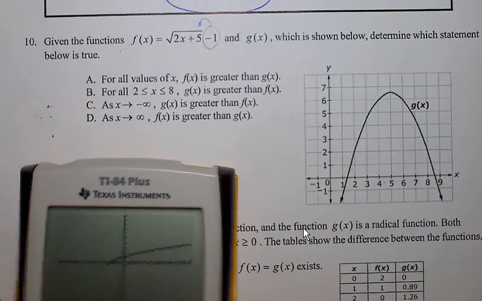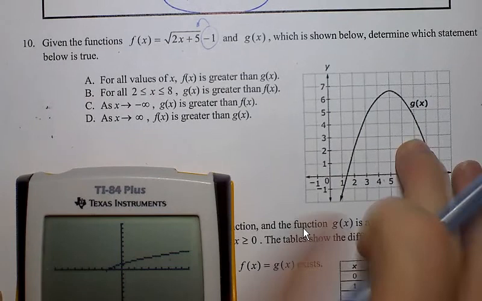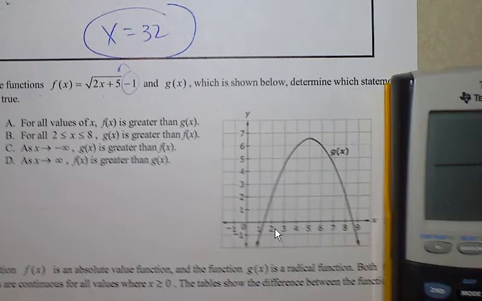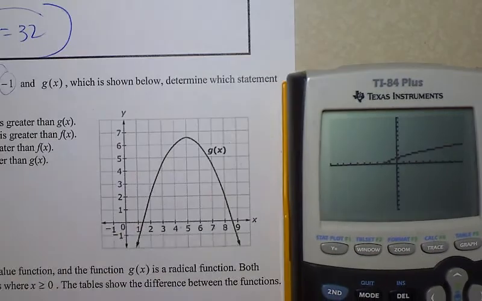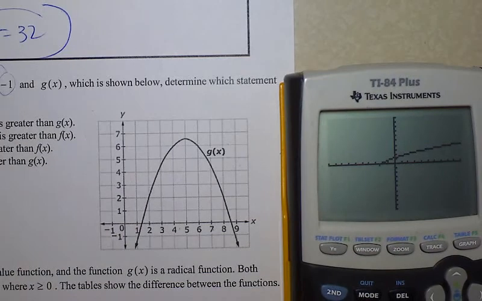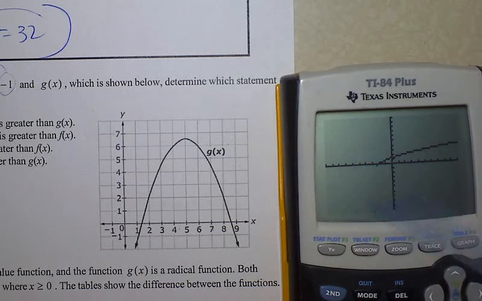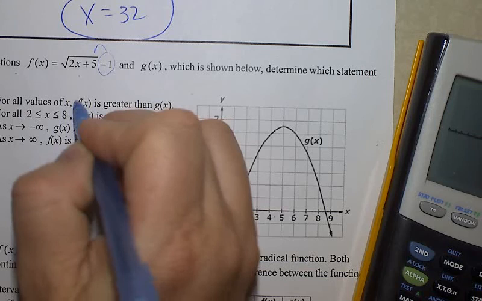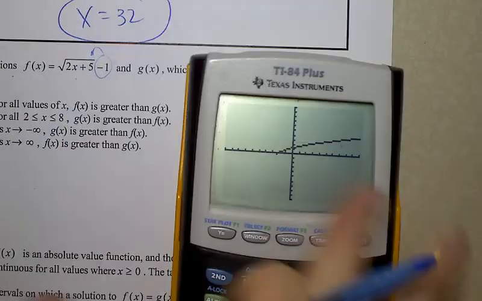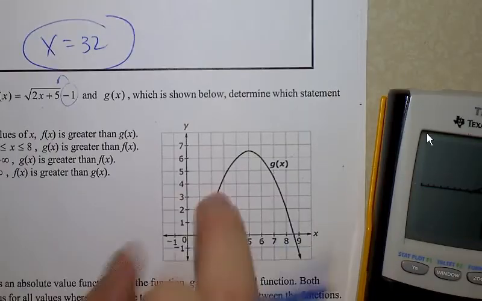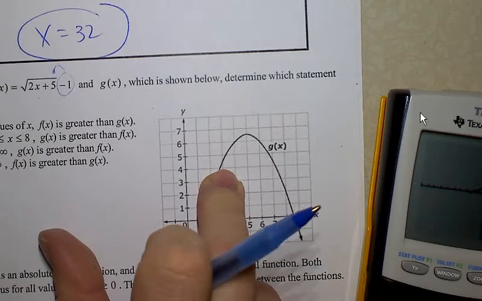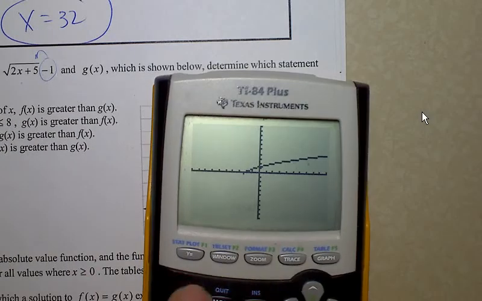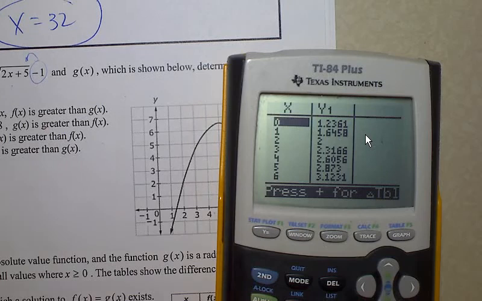Okay, let's go ahead and we are going to compare what we see here and what we see here. I'm going to read number 1 out loud. It says, so for all values of x, your y value for f of x, that's referring to your y value for this function, is always greater than your y value for this function. I don't know. Let's check. So let's do second table for all values.